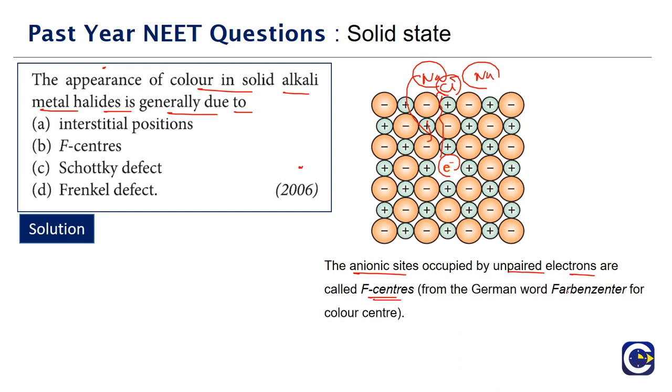It's basically the short form for Farben center. It's a German word, and the word comes from the fact that these electrons present there keep getting excited, and that results in characteristic color. That's why they are called colored centers. So the appearance of color is because of the F centers or Farben centers.